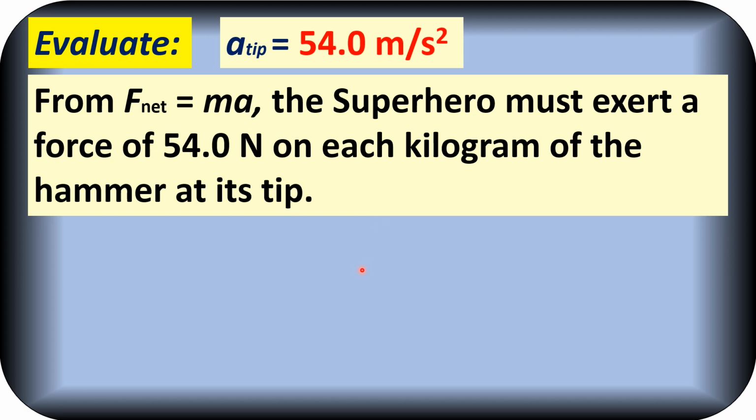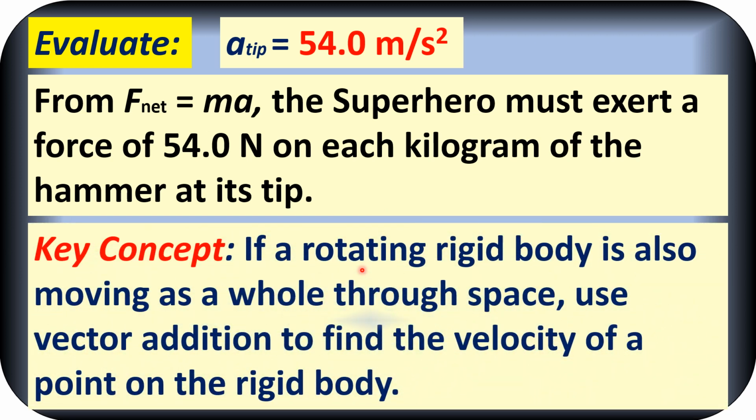And before we finally end, here's the key concept that we applied in this problem. If a rotating rigid body is also moving as a whole through space, just use vector addition to find the velocity of a point on the rigid body.